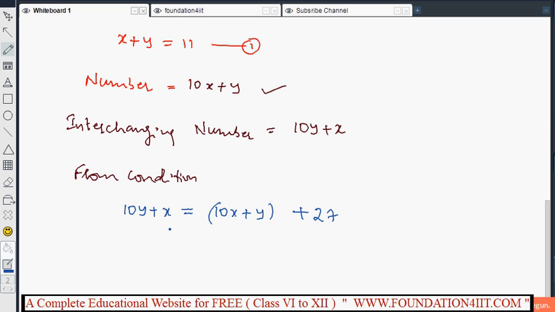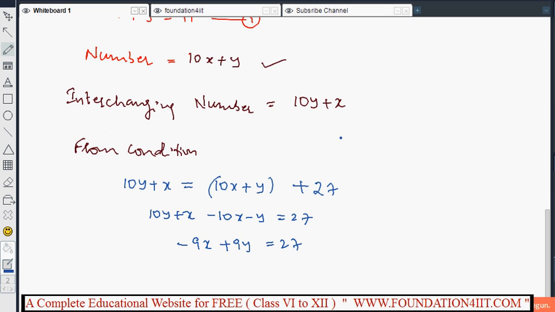Take all the x terms to one side. 10y plus x, if we interchange this side, minus 10x minus y is equal to 27. Okay, x minus 10x is minus 9x, and 10y minus y is plus 9y, equal to 27. So the first equation is x plus y is equal to 11. Now if you take minus 9 common, then x minus y is equal to 27.